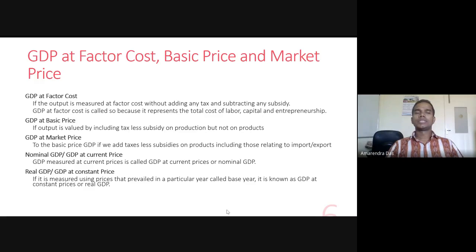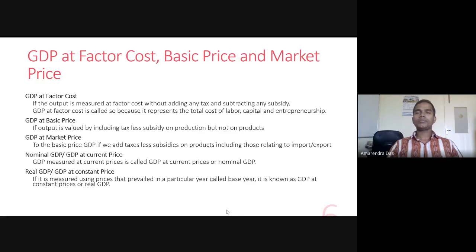Then comes GDP at market price. Now, when we say GDP at market price, then we take the gross domestic product at factor cost plus all the taxes, including export, import, tax on production, tax on sales, and we deduct the subsidies. So that is basically GDP at market price. That means it is the final price paid by the consumer. So that's how, if you aggregate that, we will get the GDP at market price.